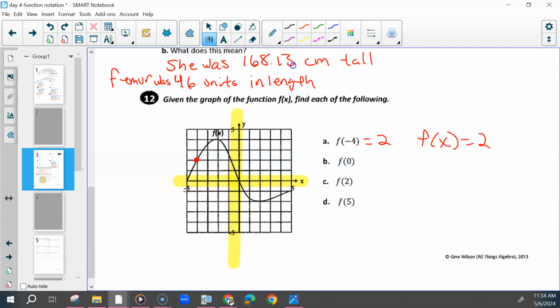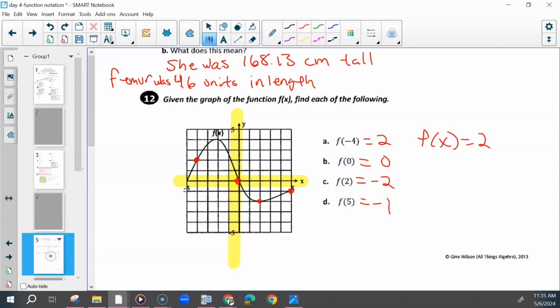Okay. What about f of 0? 0. F of 2? -2. And f of 5? -1. Questions about any of those? This is just knowing what you're given, being able to find the other thing from the graph. On to the next page.